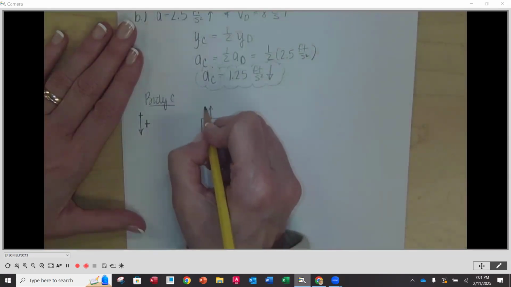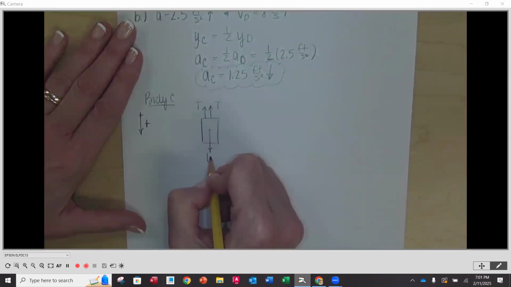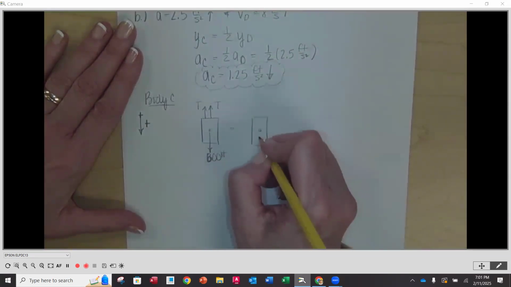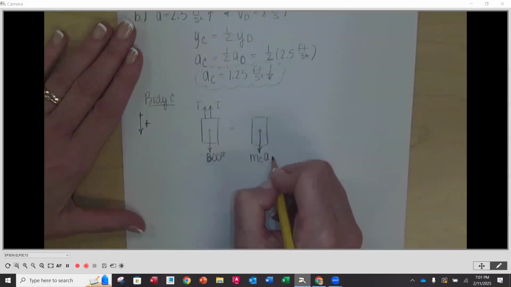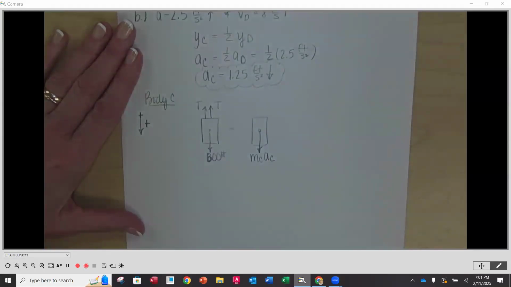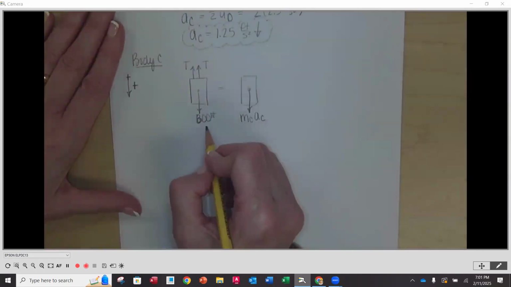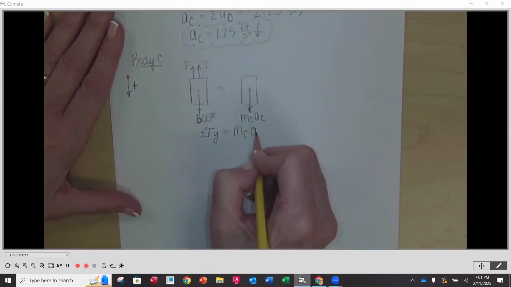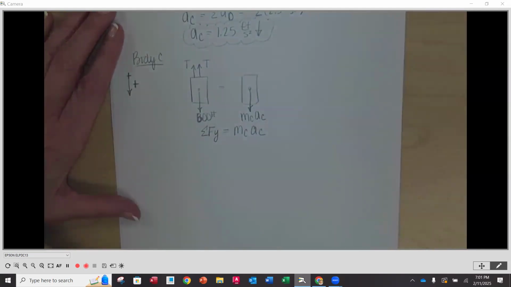We know that this is going to be the two T's, right? And we have 800 pounds going down. It's going to be equal to, now this one is also going down, so it's going to be mass C times the acceleration of C, right? So now, when we sum our forces in the Y equal to mass C times acceleration C, we're going to have something on that right-hand side now because there is acceleration.